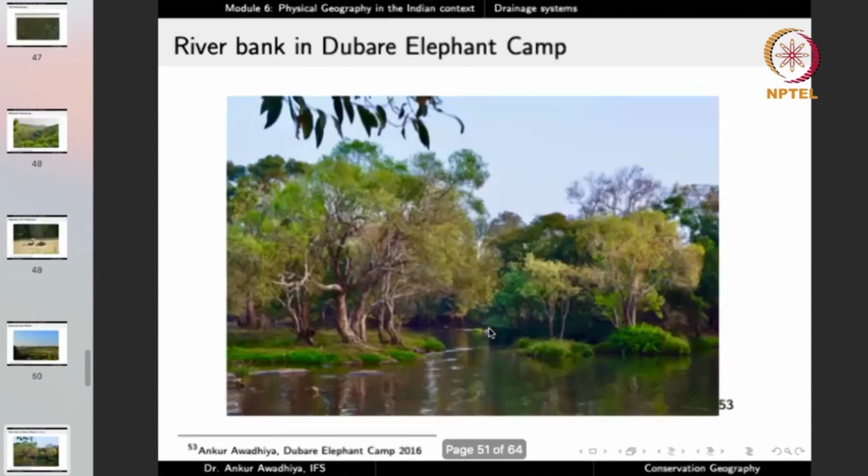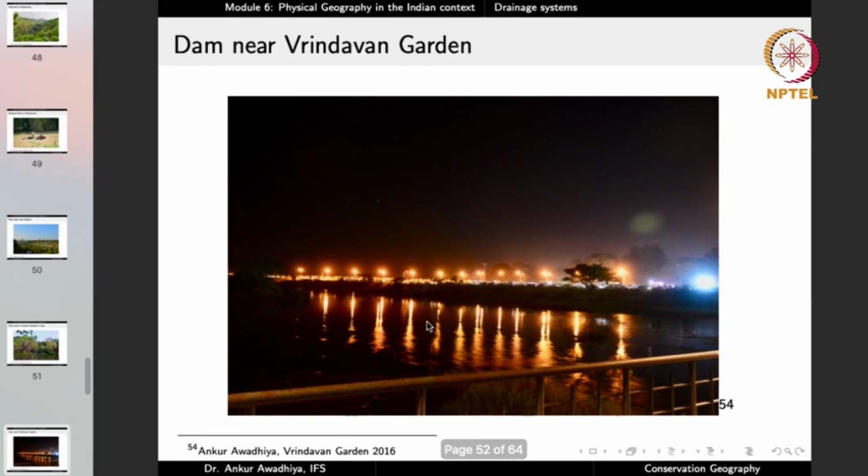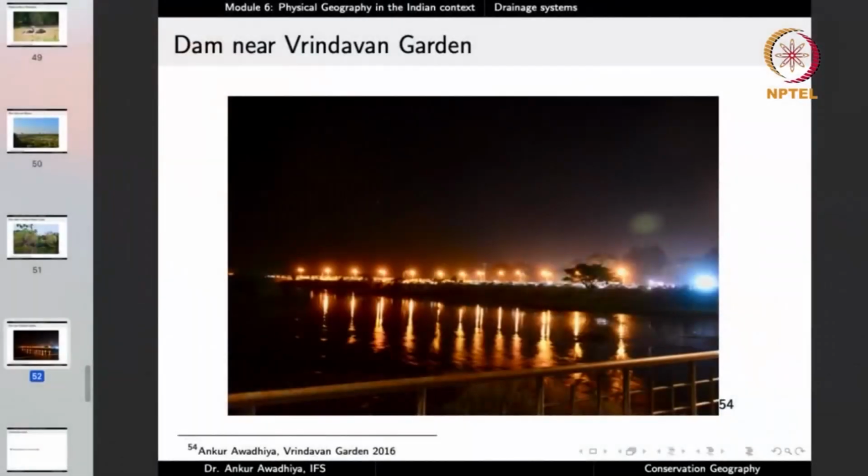So this is the river bank in Mysore. Again, another example from Dubare Elephant Camp. Here again you find that the rivers are flowing very slowly and in areas where there is very little amount of sediments. And we have a large number of dams that have been created on these rivers, and dams are all the more needed because the rivers do not have an abundant supply of water in the summer seasons, and so they have to be dammed so that water is available for drinking, household purposes, agriculture and other uses.